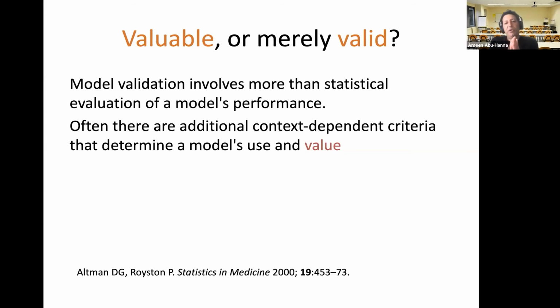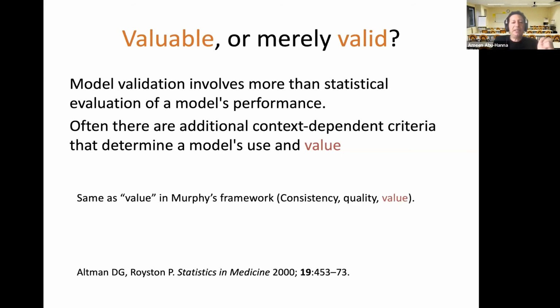So remember the Murphy framework, where we talked about consistency. You say what you believe. Quality is all the things that we're talking about today: statistical quality, and one is about value. And value is in the context. Is it adding something? Are you preventing deaths? Are you spending less money? Are you more efficient? All these things are why we use it.